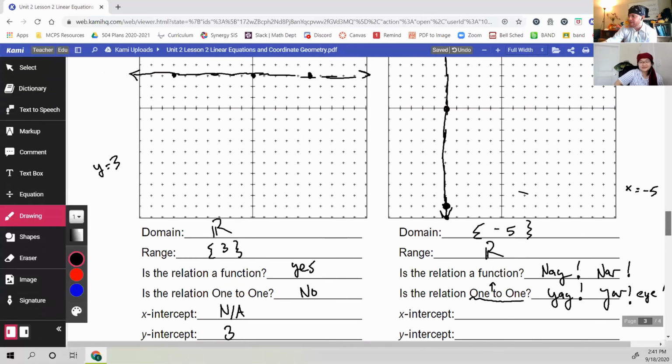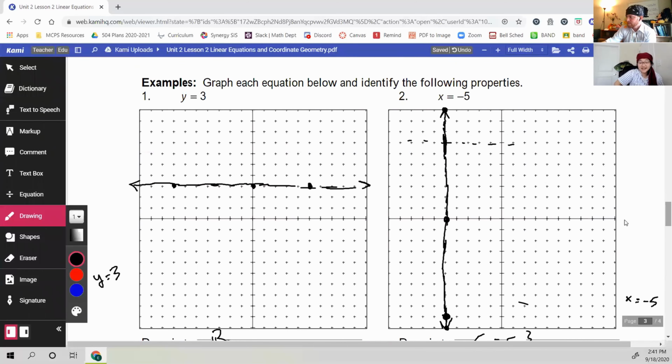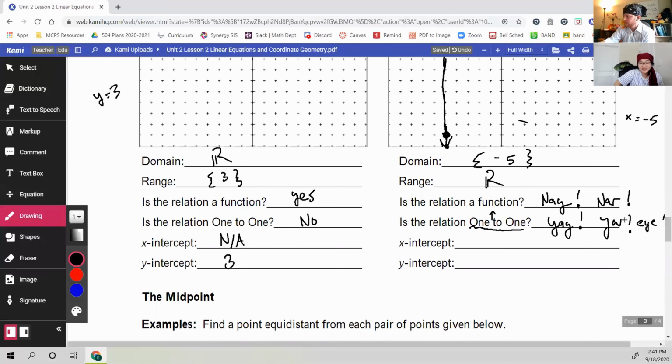What is the x-intercept? There's only one thing it could be: x equals negative 5 and y equals 0.